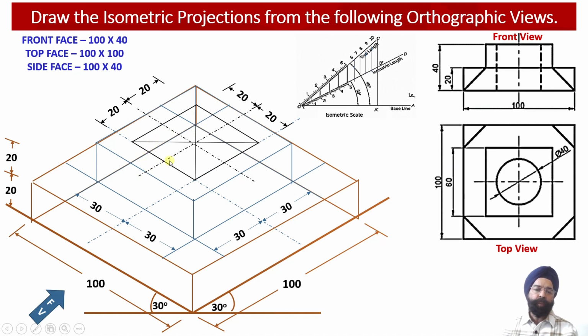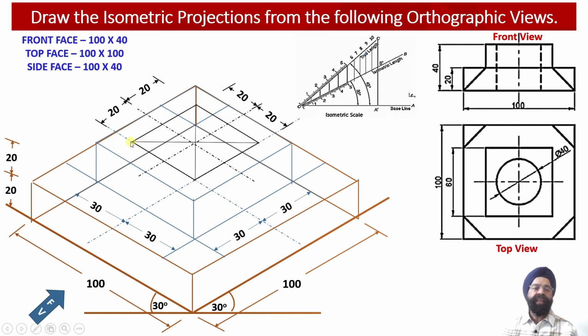Similarly, corresponding to this center of symmetry line, onto the left side we have marked a projector line at a distance of 20 millimeter. Onto the right side of the center of symmetry line, we have marked a projector line at a distance of 20 millimeter. So this way we have been able to obtain a square projection in the isometric projection, such that the edge length of the square will be equal to 40 millimeter.